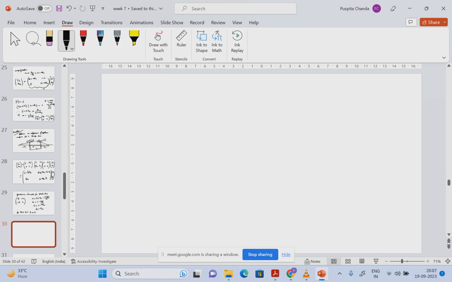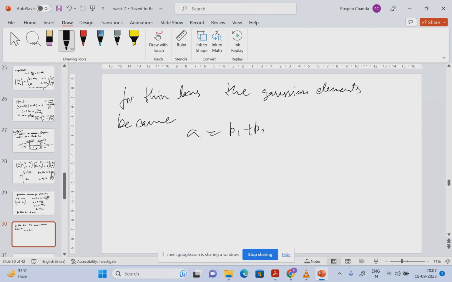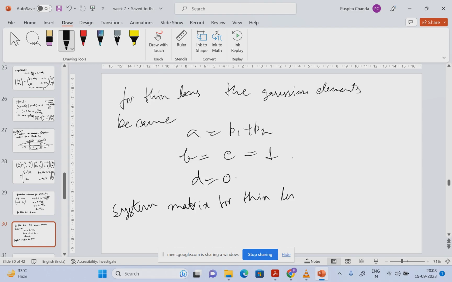So for a thin lens, the Gaussian elements become: A is equal to P1 plus P2, B is 1, C is equal to P1, and D is equal to 0. So the system matrix for a thin lens is nothing but 1 minus P1 plus P2, 0 1.